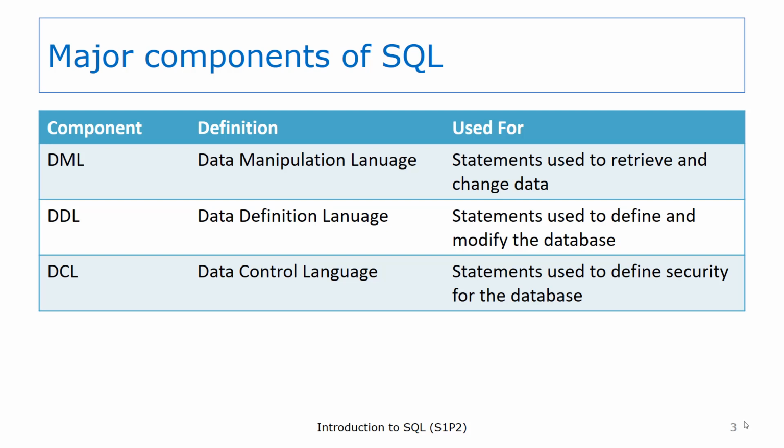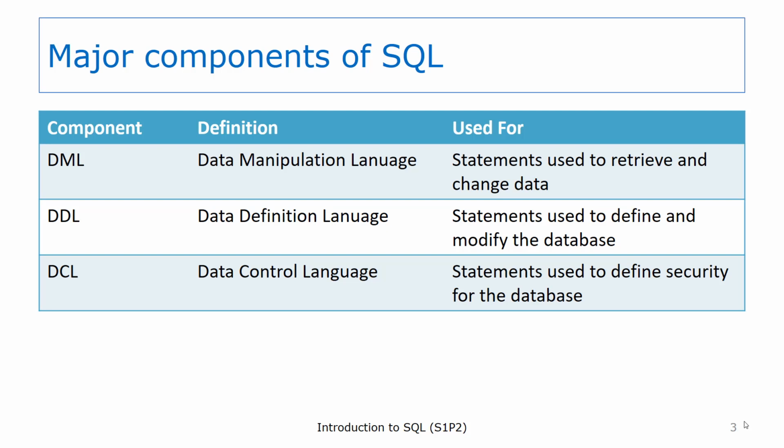SQL is broadly divided into three major components. These components are DML, or Data Manipulation Language, DDL, or Data Definition Language, and DCL, or Data Control Language. In this course and in day-to-day usage, you will usually be working with DML statements. DML statements are used to retrieve data and to change data in a database.